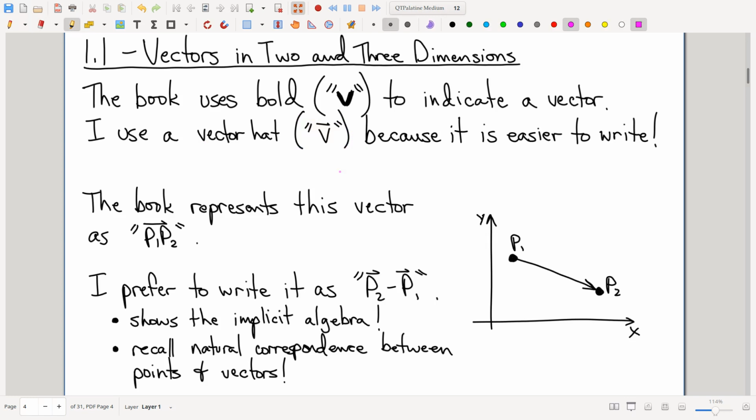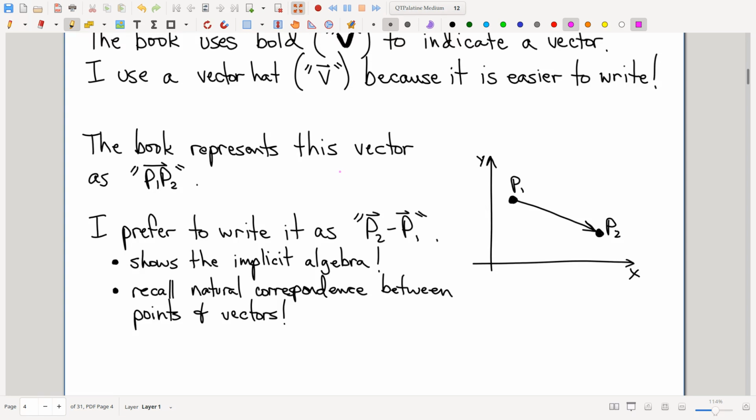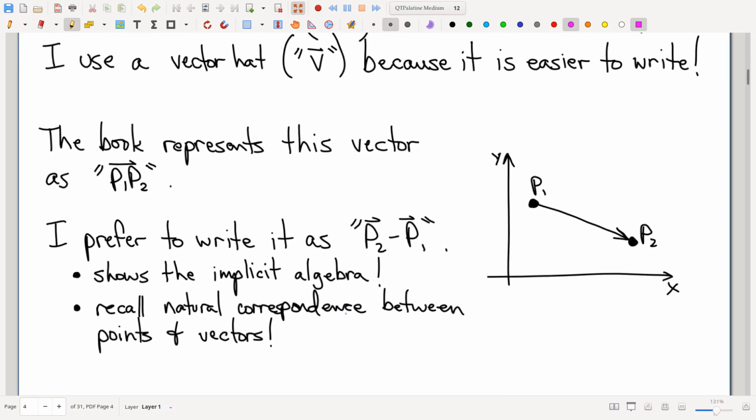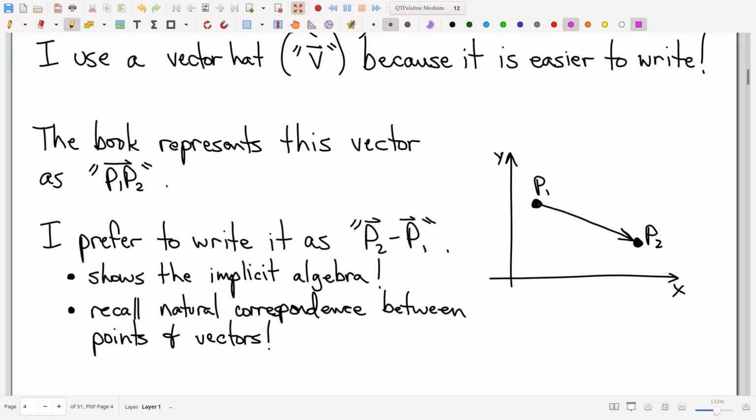Okay, my other little quibble is to the question of how we would represent this vector. Here, we've got 2 points, P1 and P2. How do I write that vector? And I think it's a pretty easy pitch as to why they might want to write it like this. Right? Because after all, it starts at P1, it ends at P2, so boom, right? It seems perfectly reasonable.